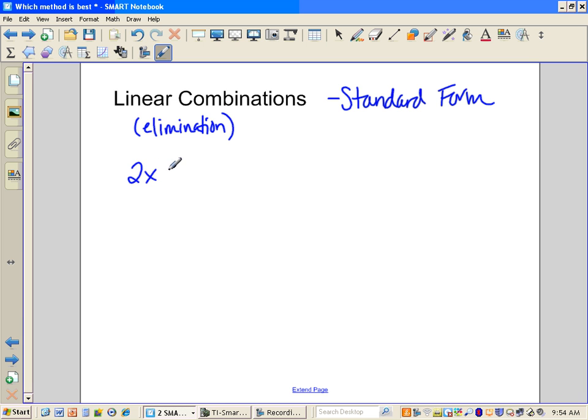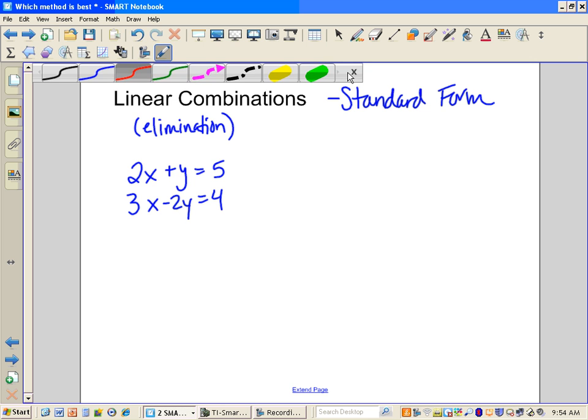Here's an example. 2x plus y is equal to 5. 3x minus 2y is equal to 4. Remember, the whole part about linear combinations is you're combining the equations, or the reason some people call it elimination is because you're eliminating one of the variables. In order to do that, you need to have the coefficient, the number in front of the variable, be the same value, but one's going to be negative and one's going to be positive. And this is where you need to be sophisticated in your thinking. Is it easiest to eliminate the x right now or the y?